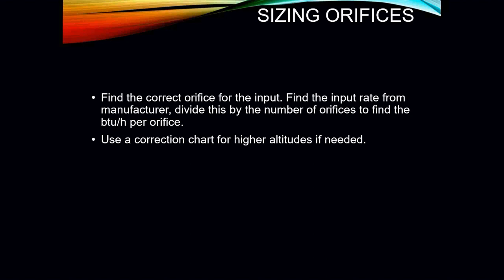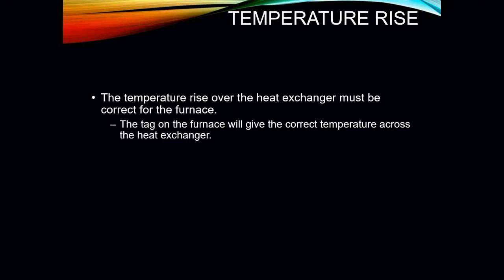So to find the correct orifice for the input, you've got to first find the input rate from the manufacturer. Then you are going to divide this by the number of orifices to find the BTUs per hour. Use a correction chart for higher altitudes, obviously, if needed. You are going to find these types of charts in your National Fuel Gas Code book. This is where a lot of this information is coming from.